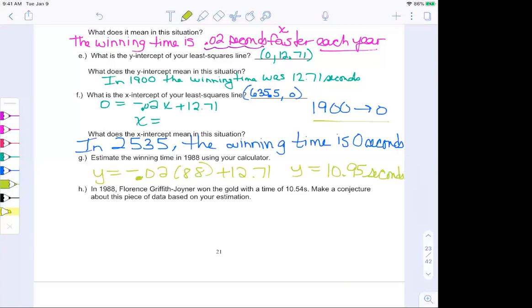So in 1988, Florence Griffith Joyner won the gold for the United States. She was the first female to win gold for the United States. That's why I have this number here. She won with a time of 10.54 seconds. It says make a conjecture about this piece of data based off of your estimation. So the number that we calculated is an estimation because our line is really an estimated line. It's the line that best fits the data. So you could say that she would be faster than the average winning time that we have calculated for our data.